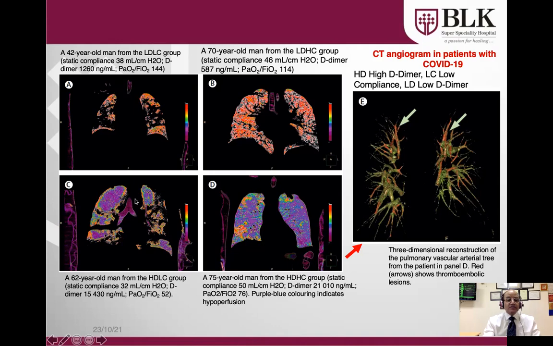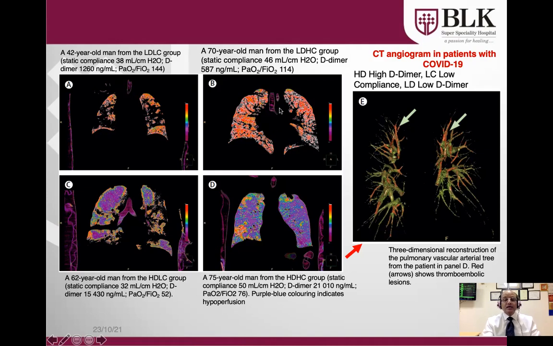And another patient, a 62-year-old man, now he has high D-dimer and low compliance. So you can see the change. Static compliance has gone down, and D-dimer levels are high. PF ratio is significantly less here compared to 144 here. So high D-dimer indicates severe hypoxemia.